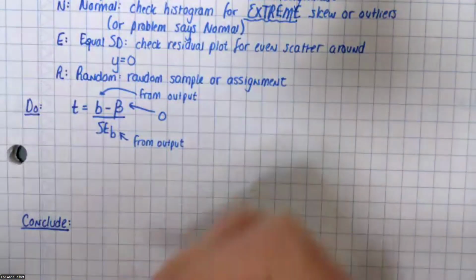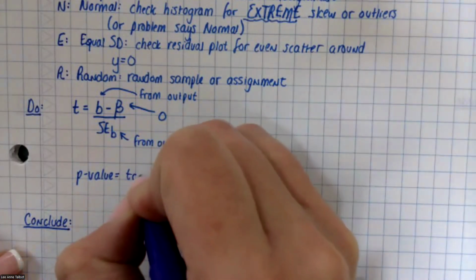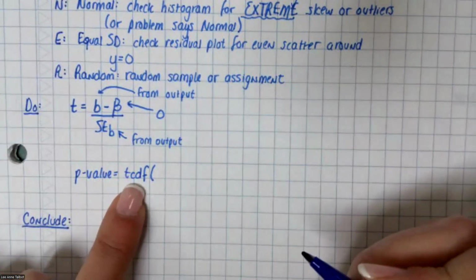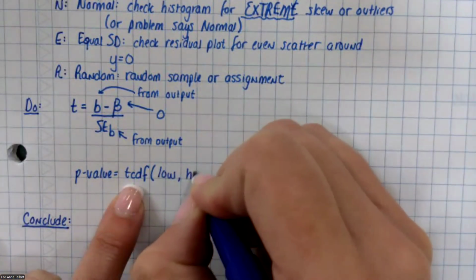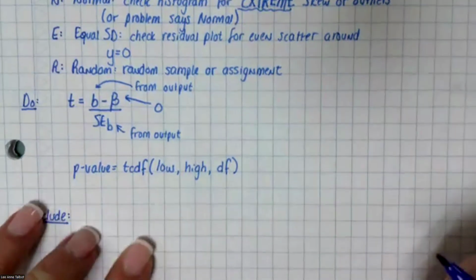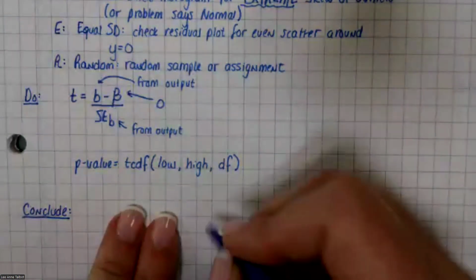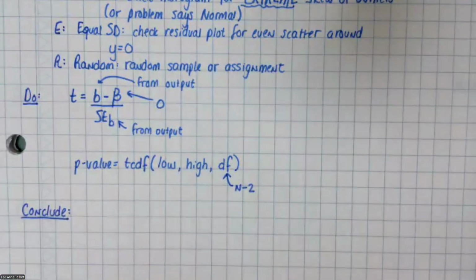Okay, and then we need the p-value. And we're back to tcdf. In these, you have to remember what the low and the high is. You're going to have to deal with that negative infinity, positive infinity bit. And degrees of freedom is sample size minus 2.